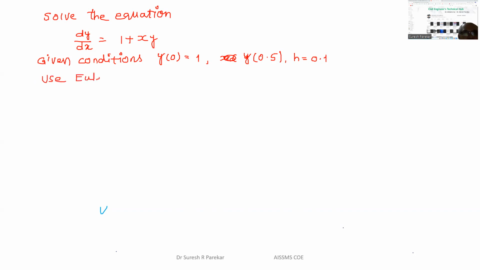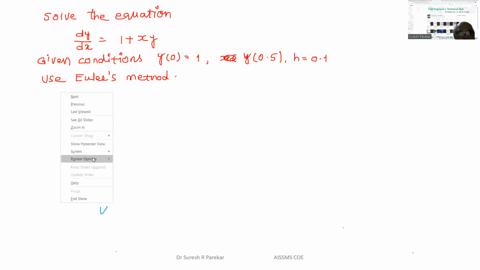Use Euler's method, or Euler's method, whatever you are saying it. So we have to go for this method. Now this method and the modified method are near about the same. So we have the solution.